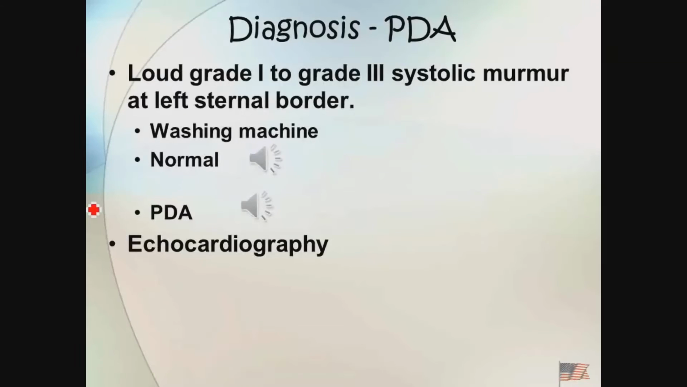Okay. So what you'll end up hearing is a grade 1 to grade 3 systolic murmur. It's described as being like a washing machine. Let me see if I can get this to work. That's normal. I got them both going at once. But you can hear there's all kind of blood flow moving back and forth.